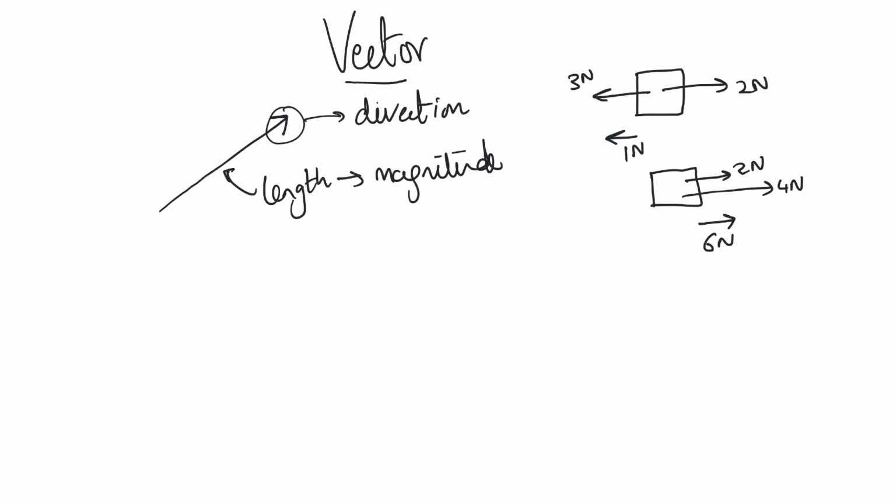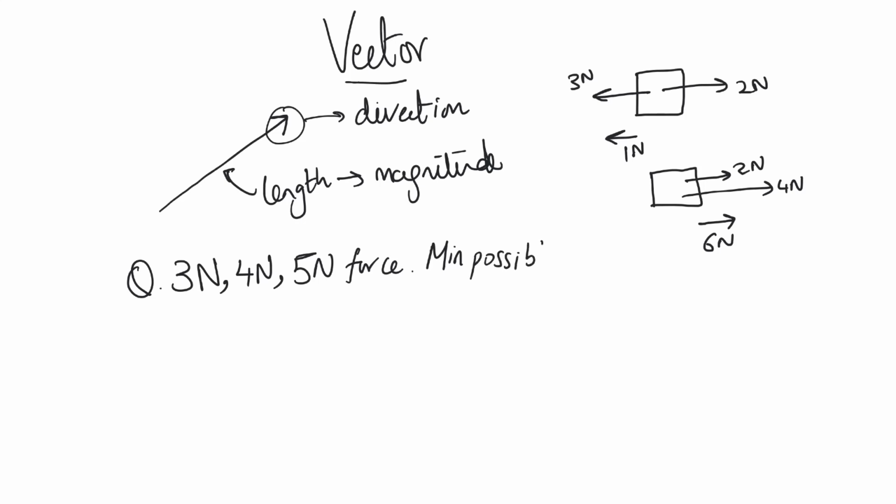Let's pick up another question. So I say that you have a 3 Newton force, a 4 Newton force, and a 5 Newton force, and I say that I want you to find the minimum possible resultant force and the maximum possible resultant force from these. Alright, so if you're trying to find out the minimum possible resultant force, that's going to be tricky.